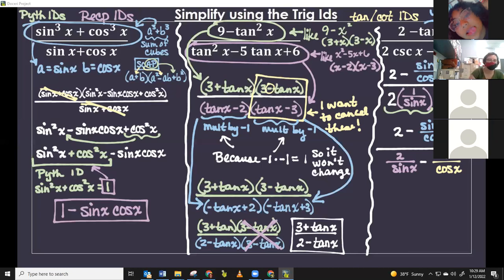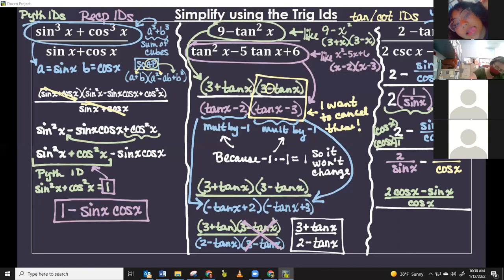Up in the numerator, let's give this thing a common denominator. So I'm going to put this over 1, and I'm going to multiply top and bottom by cos x, so that I can have a common denominator there. So that would make my numerator 2 cosine x minus sine x over cosine x. So there's my numerator.